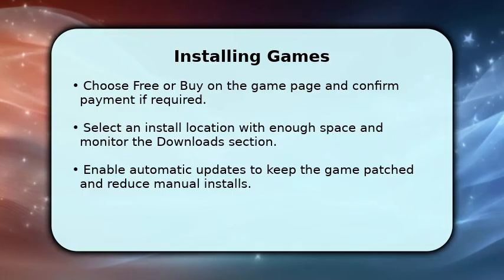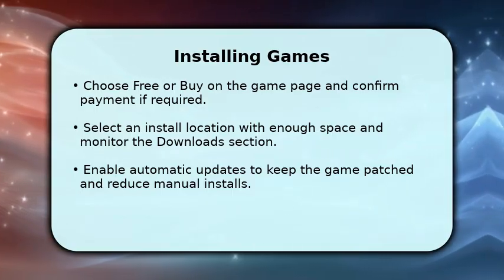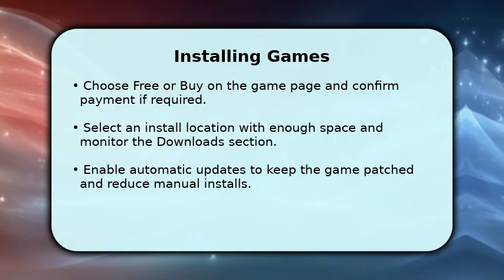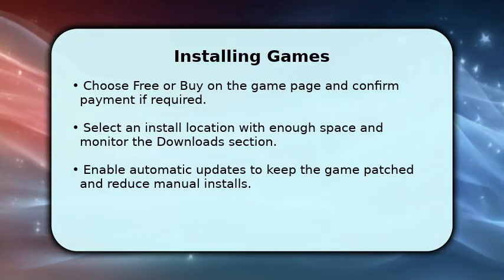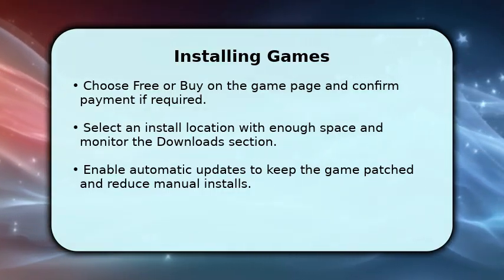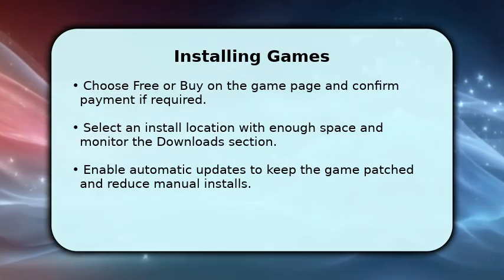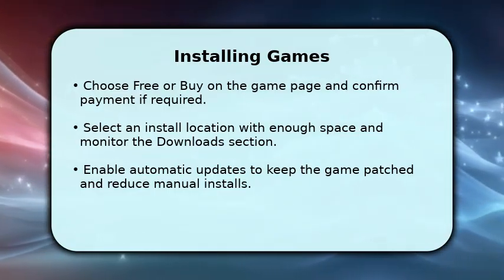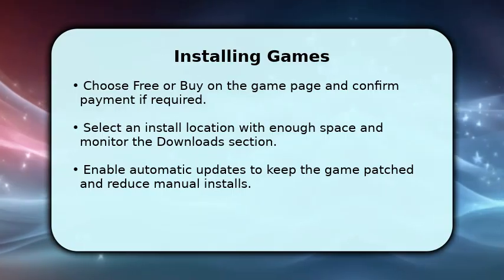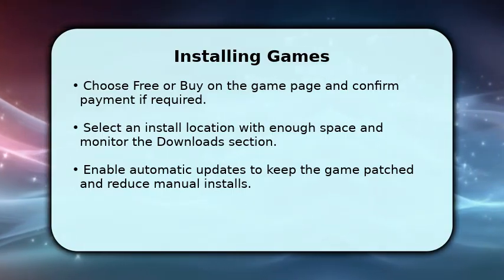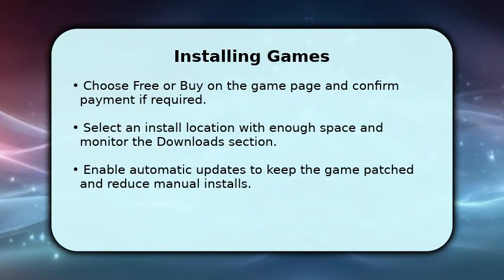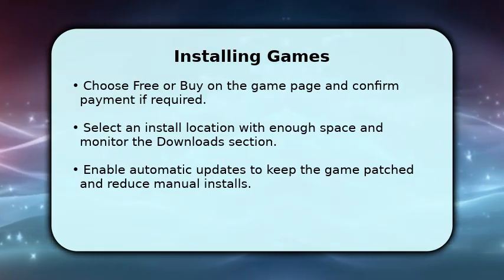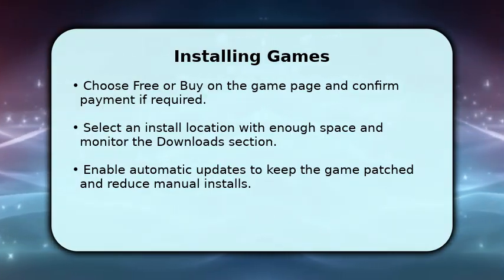Select the game page, choose free or buy, and confirm payment when prompted. Pick an install location with enough space and watch progress in downloads, where you can pause and resume downloads. Enable automatic updates to keep patches current and reduce interruptions. If installation fails, clear the store cache, update drivers, and retry or use the Windows troubleshooter to diagnose problems.